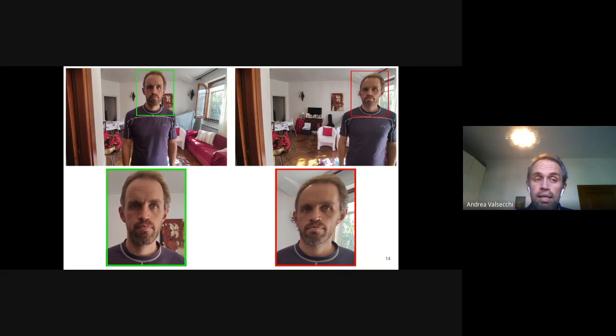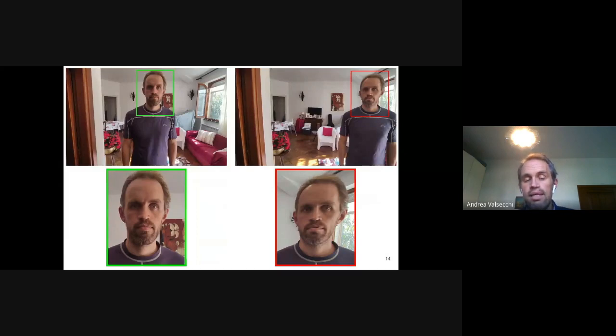And I was standing more or less at the same distance from the camera, but in the left picture, I'm in the middle of it, more or less. And in the right picture, I'm in a corner. And if we zoom in on the face, we can see that the shape of the face is quite different. This is because perspective distortion acts differently if the subject is on the side of the picture.